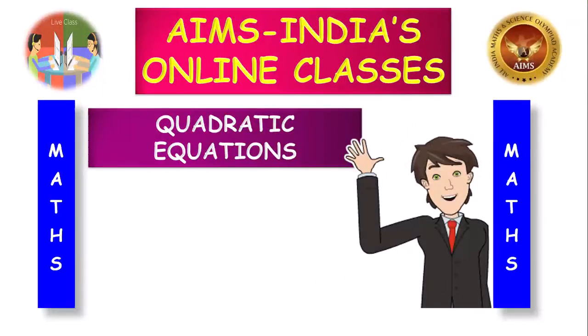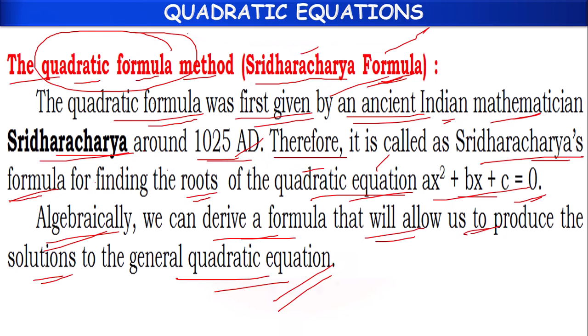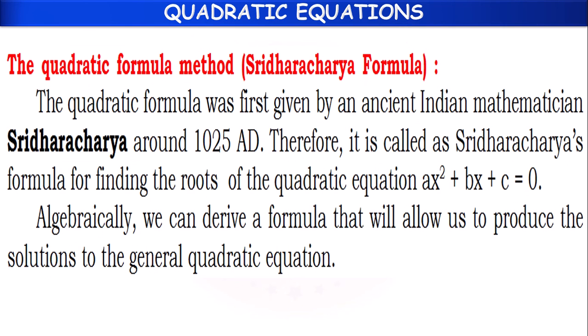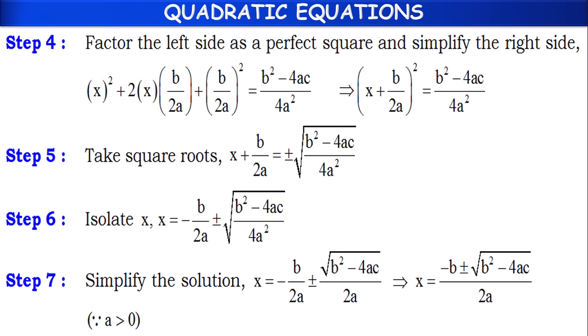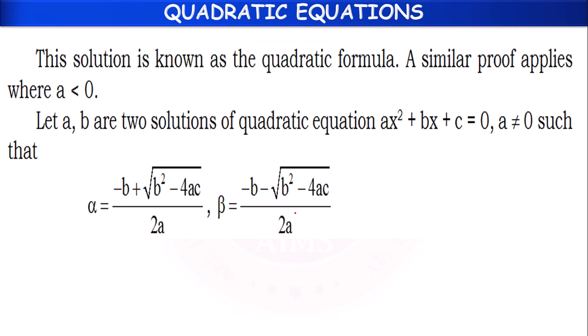So, what we have learned, children, in different methods, the quadratic formula method, the Sridharacharya formula. This is all the derivation part, children. So the final roots are minus b plus or minus root of b square minus 4ac by 2a. If we take plus, it will be equal to alpha. If we take minus, it will be equal to beta.